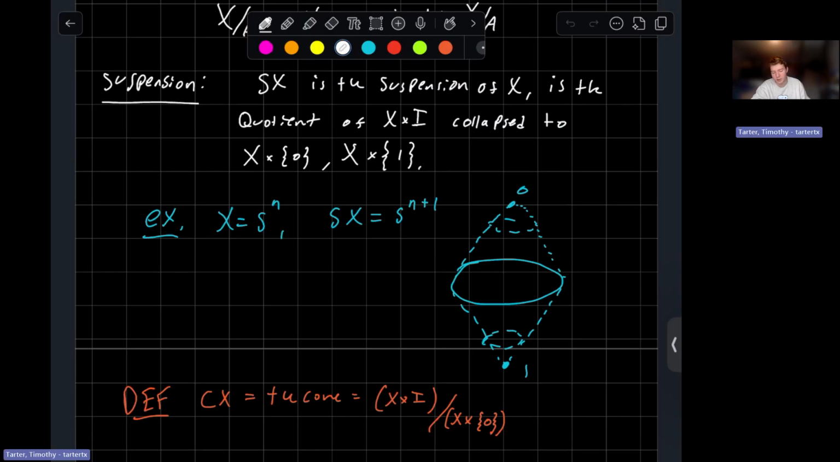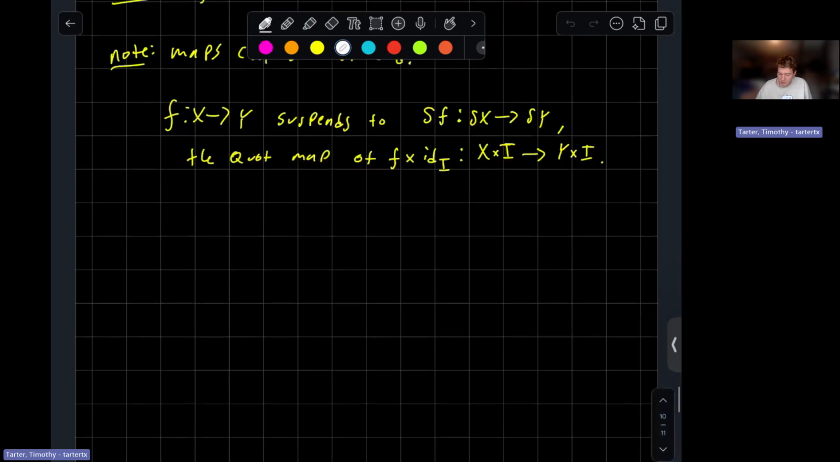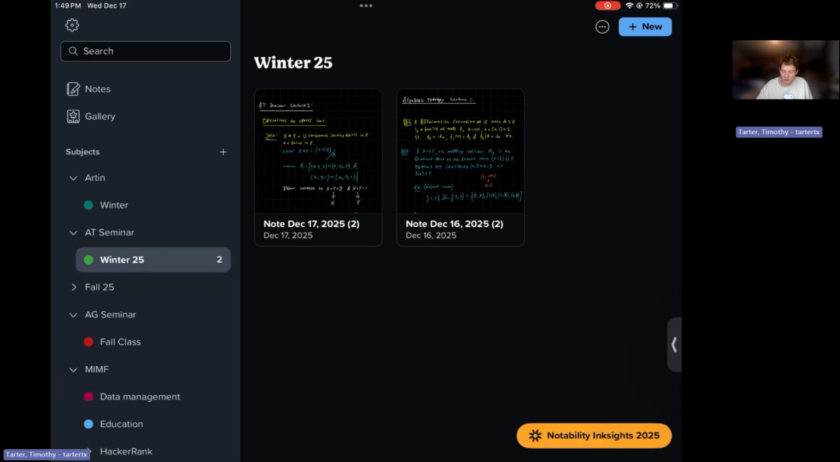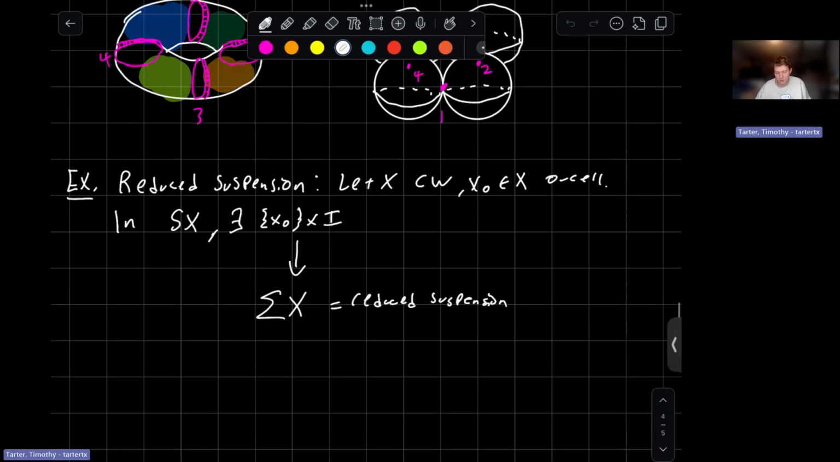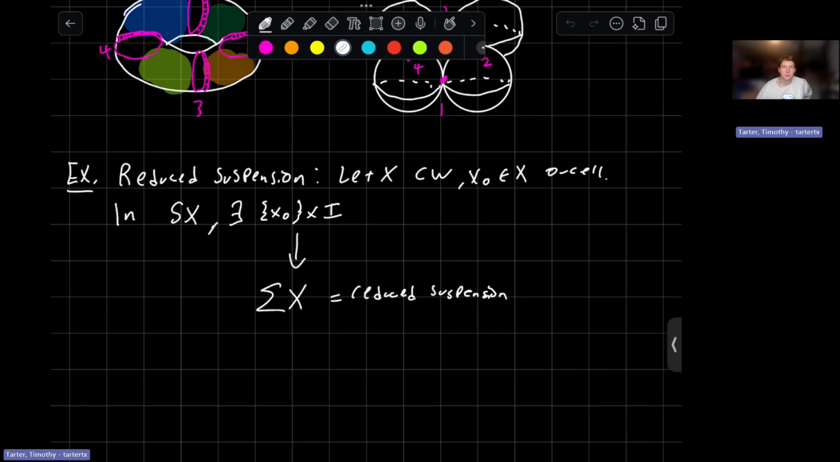Yeah, no, just to the join. It's related to the join, but it preserves the entire unit interval. And so basically, because it preserves the unit interval, we have this line segment. Collapsing the line segment to a point is the reduced suspension.